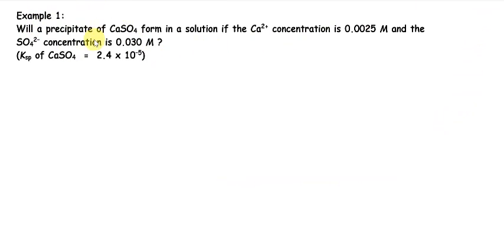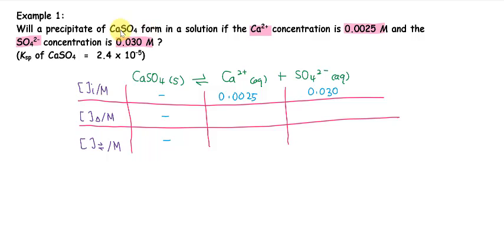Have a look at example 1. Will a precipitate form in a solution if the Ca2+ concentration is 0.025 molar and the concentration of SO4 2- is 0.030 molar? The KSP of CaSO4 is given as 2.4 times 10 to the power of minus 5. So this KSP is not the solubility of the CaSO4. It means that these two concentrations are the initial concentrations.